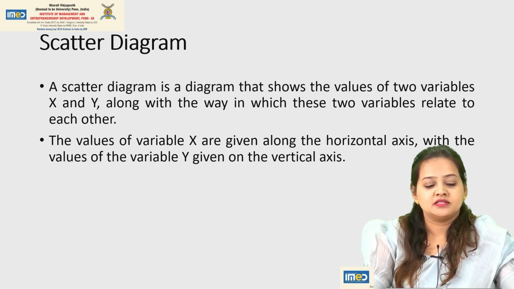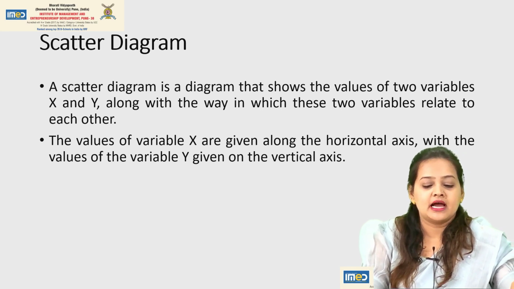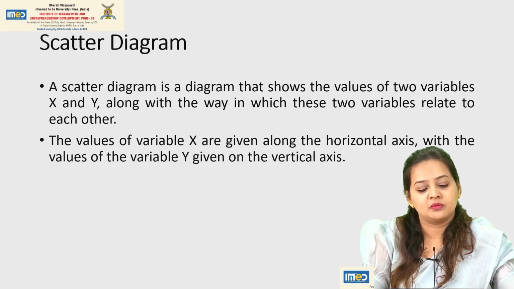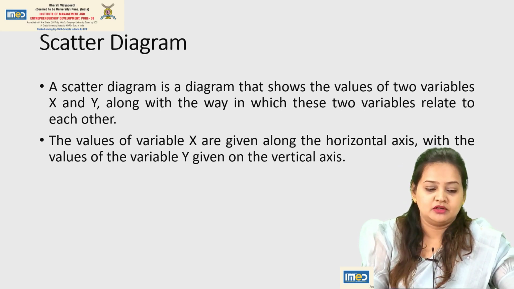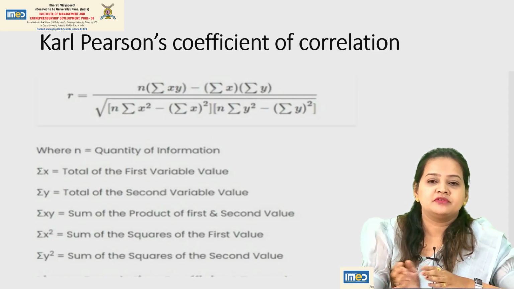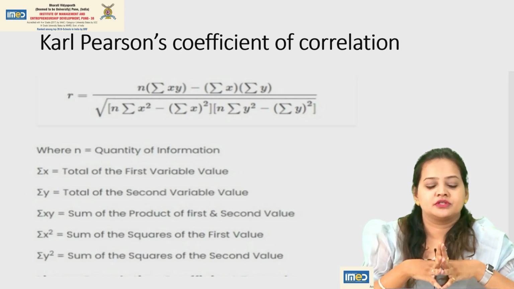So basically, what is a scatter diagram? It shows the values of x and y along the x-axis and along the y-axis, and the respective coordinates.